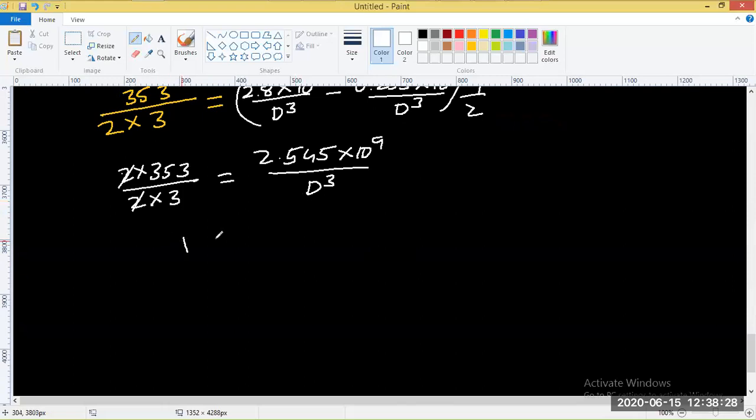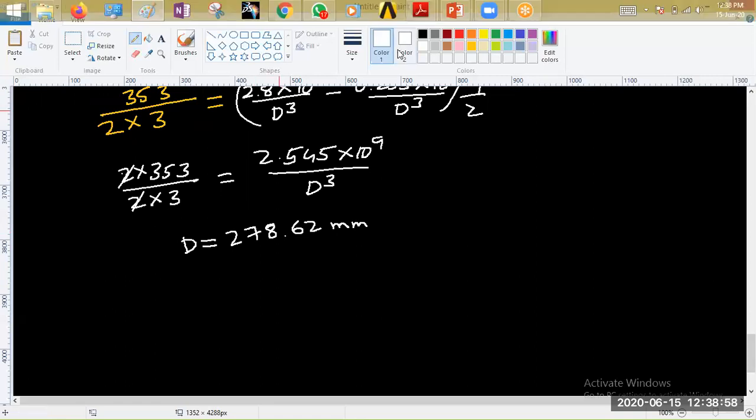We can find what is the diameter according to maximum shear stress theory. Let's do that. This into 3 divided by 353 and cube root of that. So diameter according to shear stress theory, you're getting 278.62 mm. So you can check this answer and find out for your own.